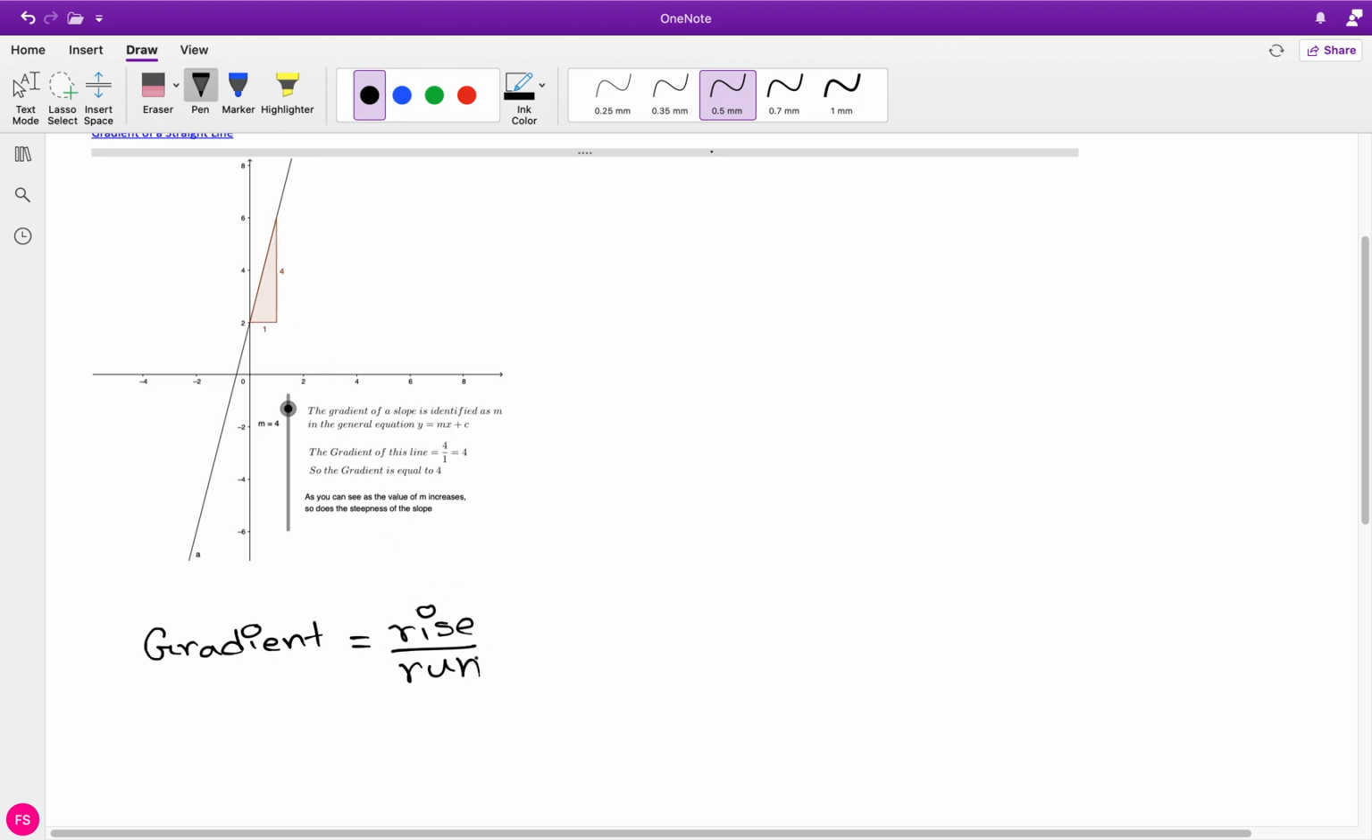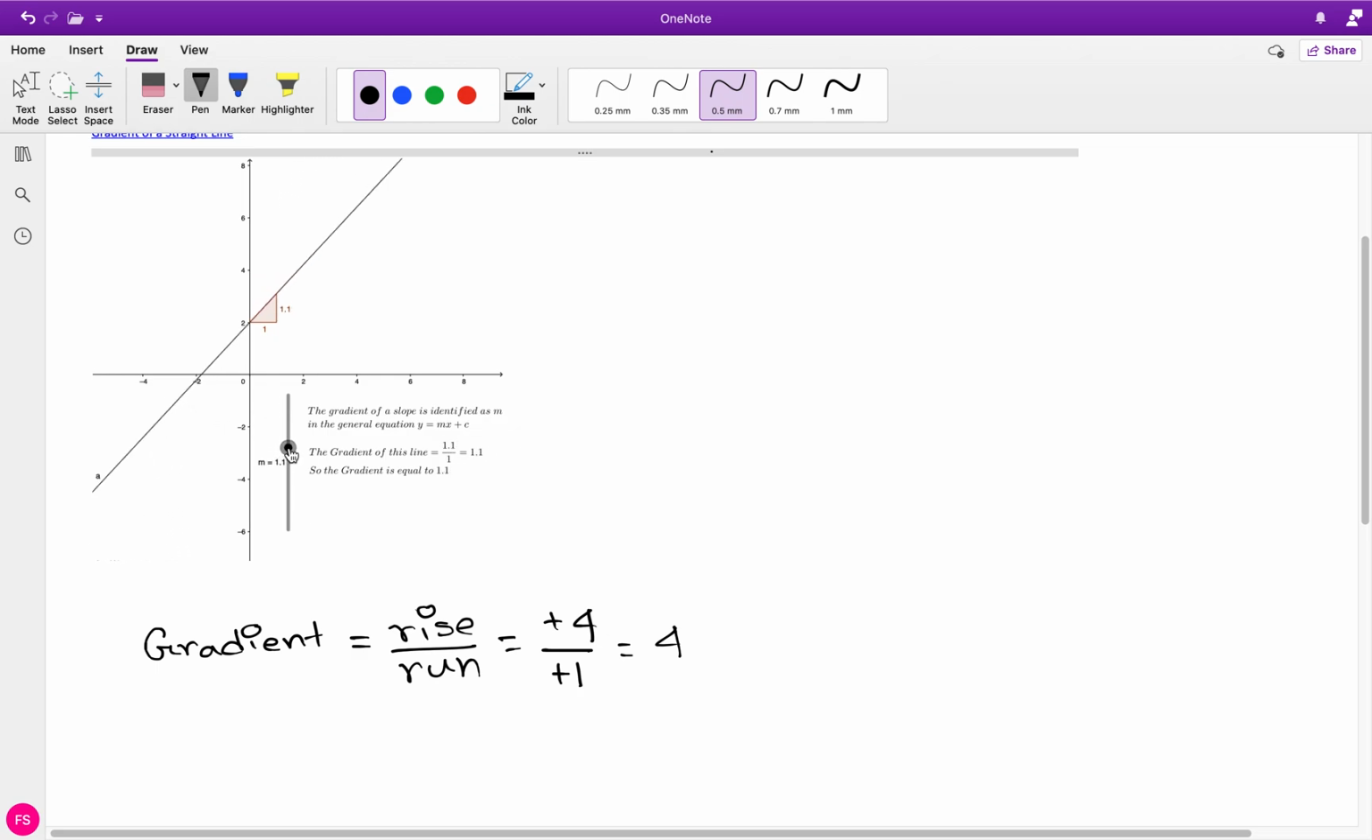Now I'm going to look at rise. From 2, I moved to 4. That means I moved up by positive 4. That is why my rise is positive 4. If you move up, the rise is positive, and if you move down, the rise is negative. Now let's look at the run. From this point to this point, I moved to the right by 1 unit. That means my run is positive 1. The same goes for run. If you go to the right side, it's positive, and if you go to the left side, it is negative. So the gradient, the slope of this line, equals just 4.